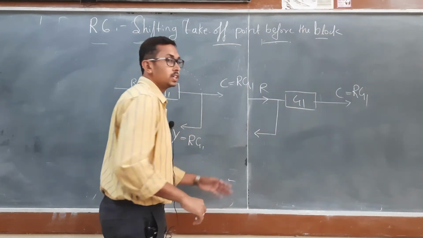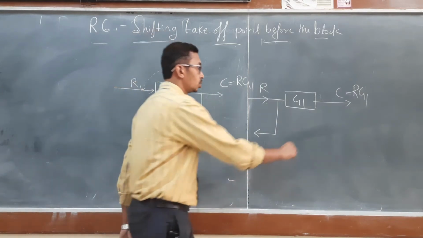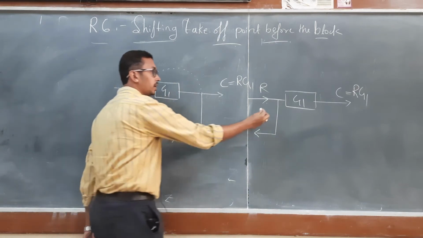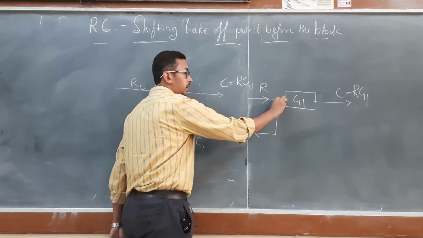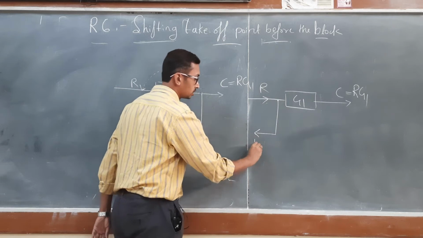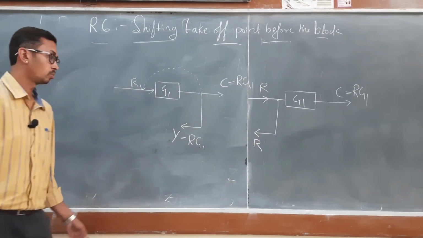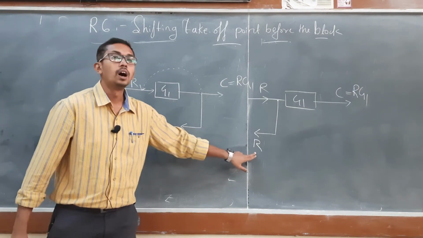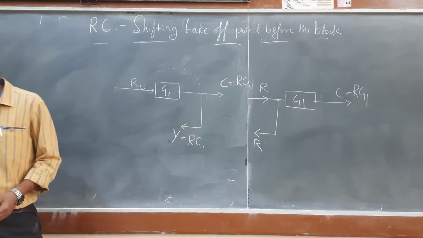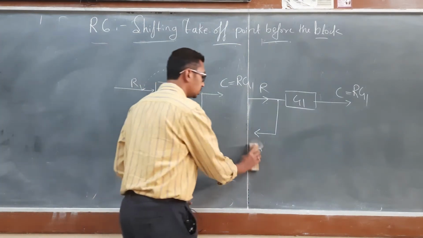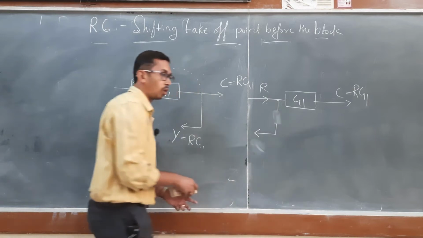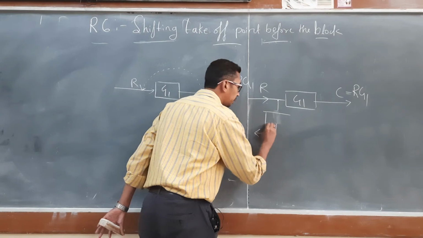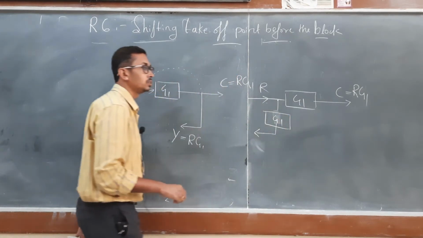So now what is the output signal here? When the takeoff was here, the output is R G1. But now I am taking the takeoff signal from this point, so what is this one? It will be R. But what I needed is R into G1, and I am getting only R. So what do I need to do? In such conditions, I need to add a block to this takeoff signal. Which block am I going to add? I am going to add the same block G1.